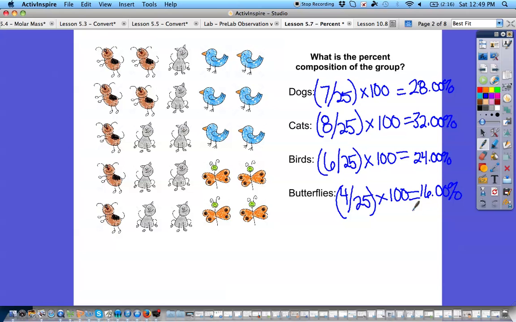And when we add all of these together, we should get 100%, and that will tell us that we did our math correctly. And check it, we do get 100%, so we don't have any calculation errors, and we're good. We're going to use the same method in order to determine the percent composition of specific compounds.